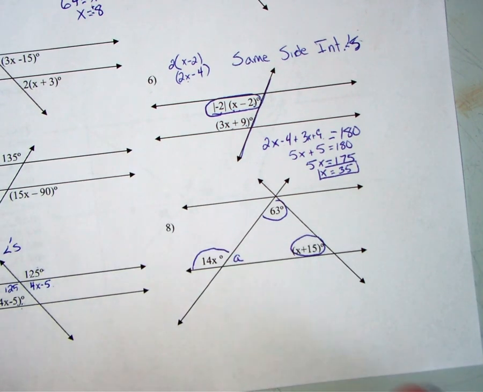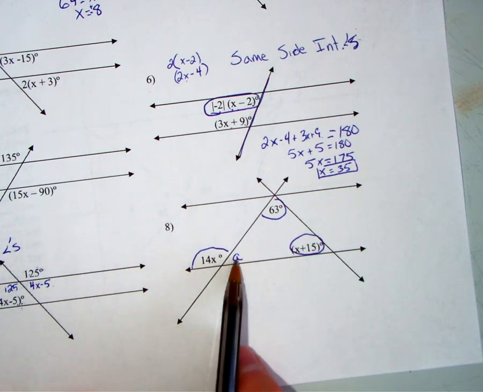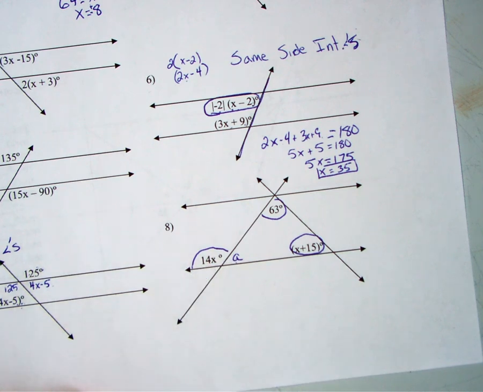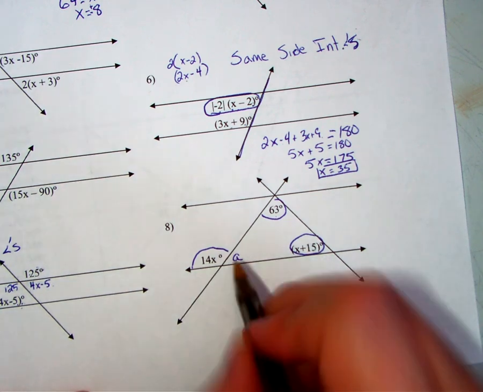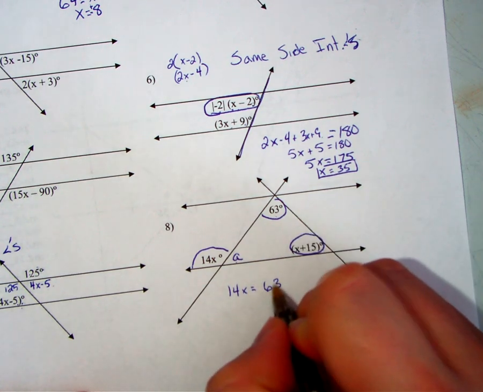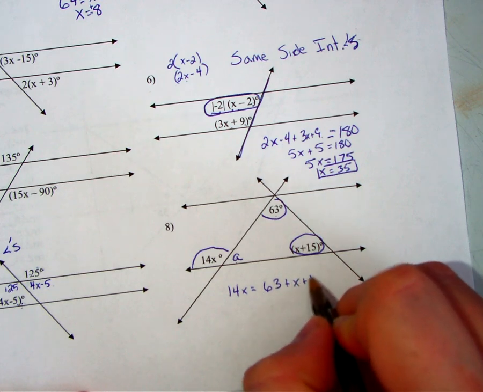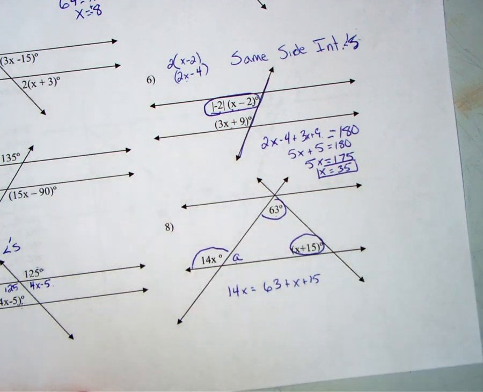A is adjacent to the 14x angle. Just like using a remote on your TV, it allows you to sit in your couch and not have to get up to touch the TV. The A is the only angle touching the 14x angle. These other two angles are remote. So we could say that 14x is equal to 63 plus x plus 15.